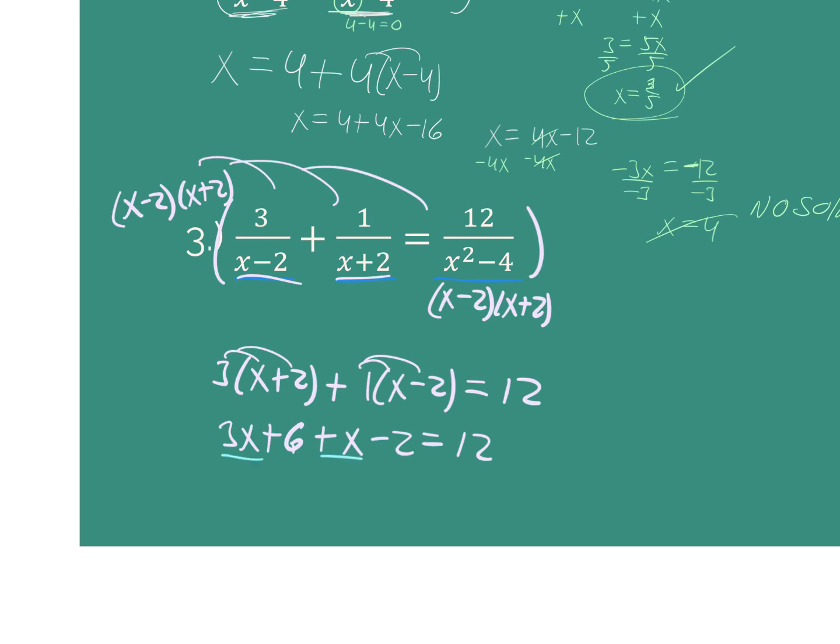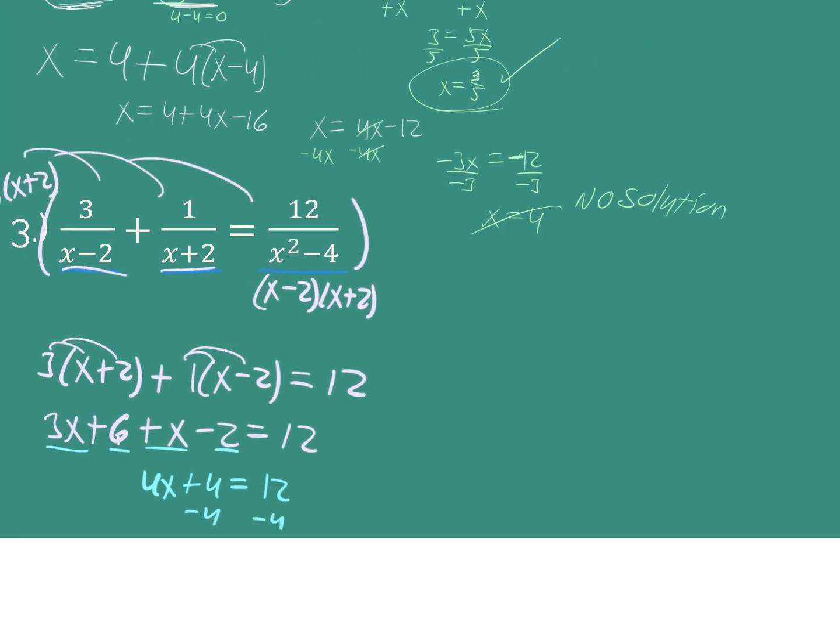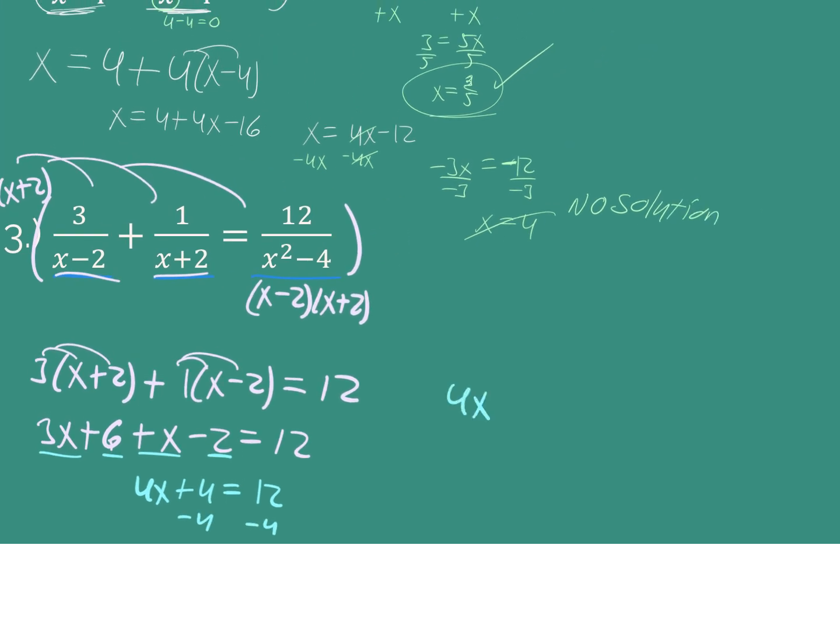So we get a 3x plus x is going to be a 4x. 6 minus 2 is going to get you 4. So 4x plus 4 equals 12. And let's subtract 4 on both sides. We should get 4x equals 8. Divide both sides by 4. And we get x equals 2.